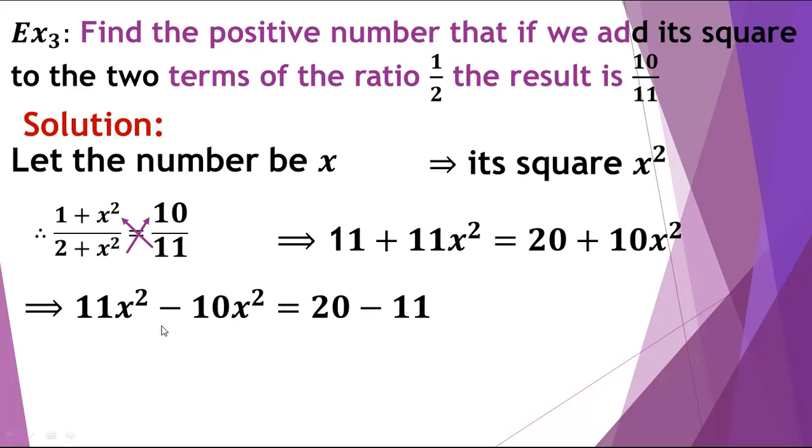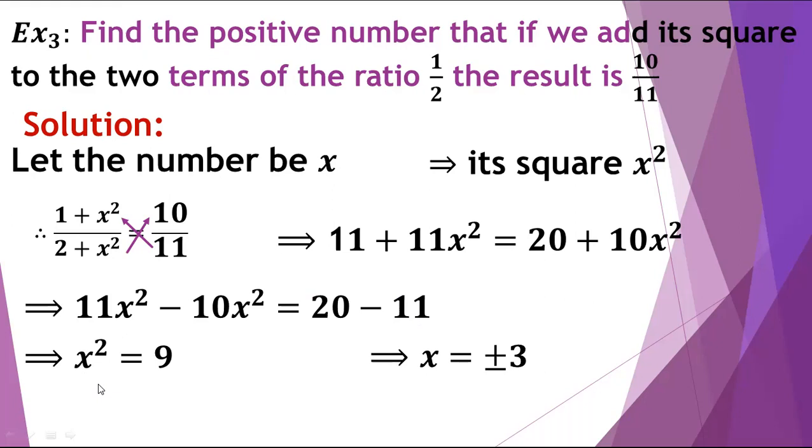11x power 2 minus 10x power 2 equals 1x power 2, which is x power 2. And 20 minus 11 equals 9. x power 2 equals 9. This is an equation of second degree in one variable. We can take the square root of the two sides of the equation, and x is going to be positive or negative 3.